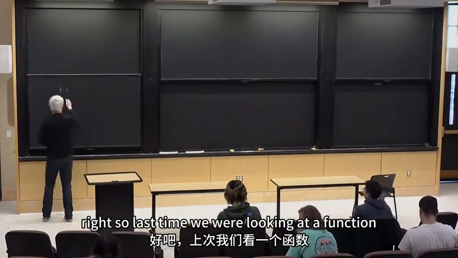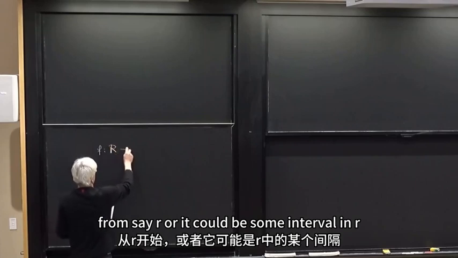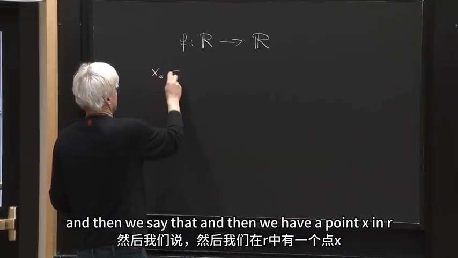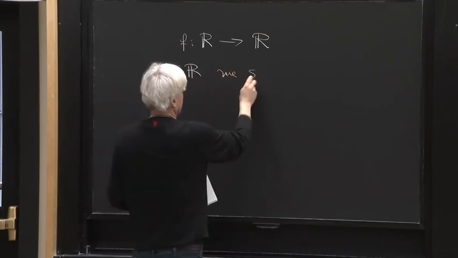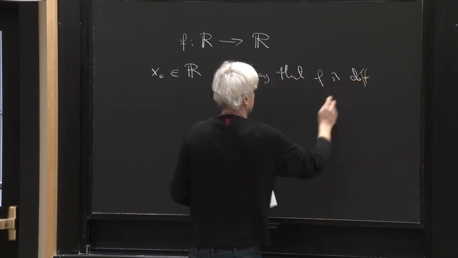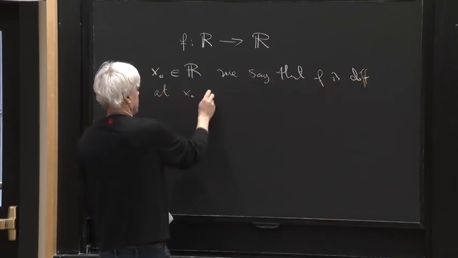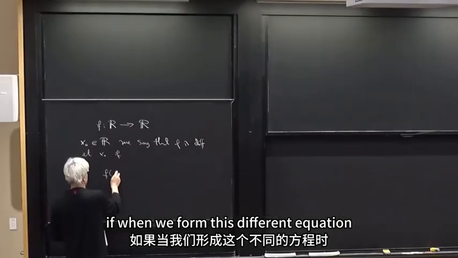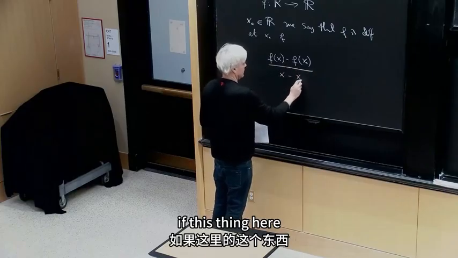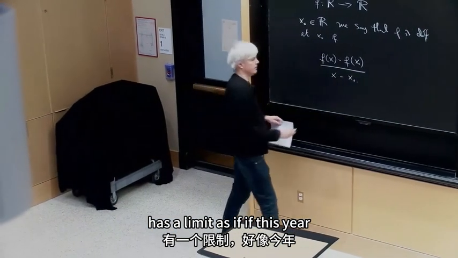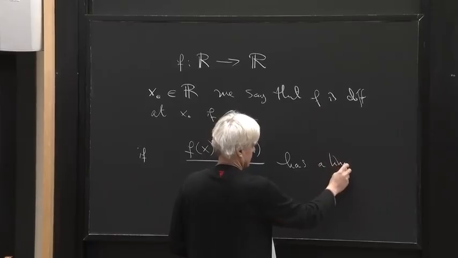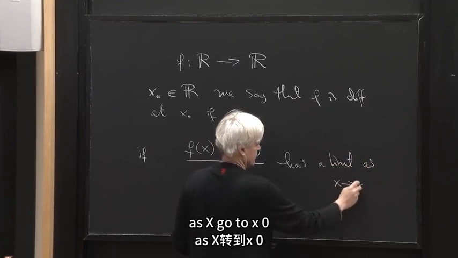Right, so last time we were looking at a function from, say, R, or it could be some interval in R. And then we have a point x0 in R. And we say that f is differentiable at x0 if, when we form this difference quotient, this thing here has a limit as x goes to x0.